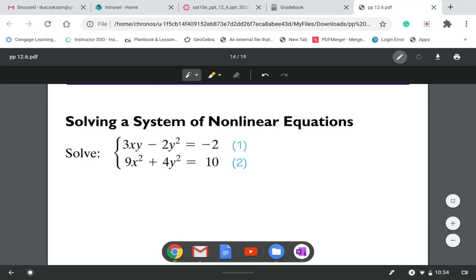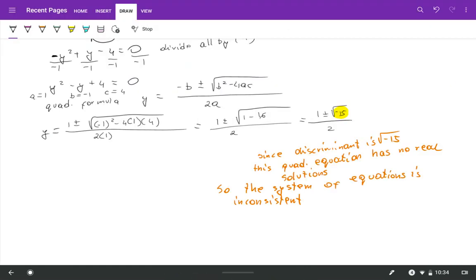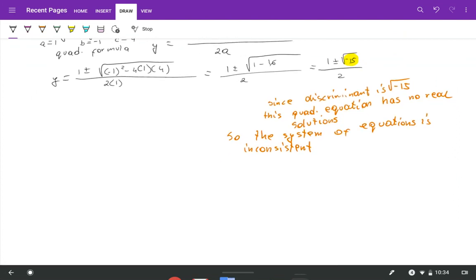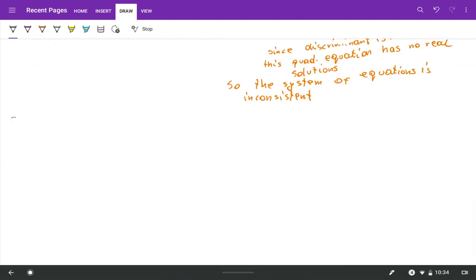So example 3. We have 3xy minus 2y squared equals negative 2. This is equation 1. 9x squared plus 4y squared equals 10. Equation 2.